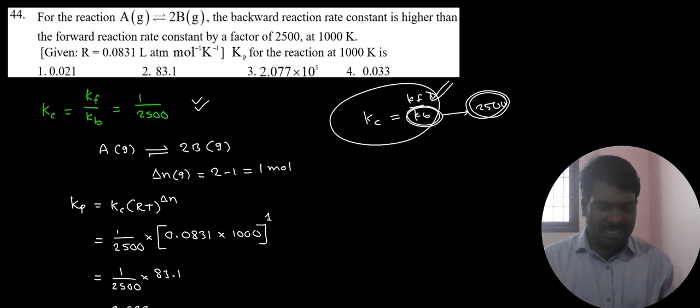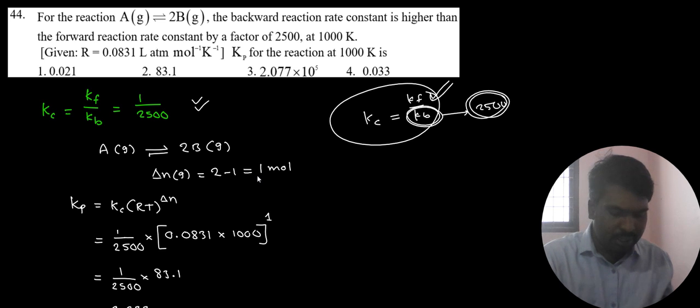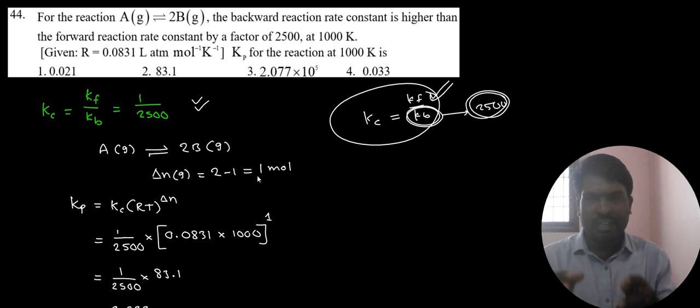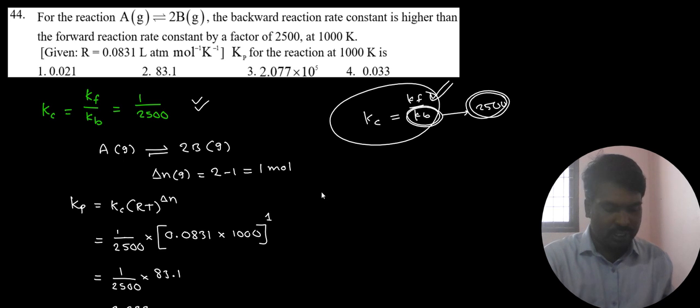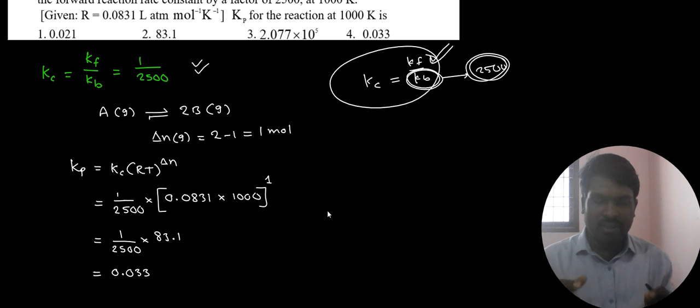So then A gas giving rise to B gas. So delta N gas, number of moles of gaseous products minus number of moles of gaseous reactants, 2 minus 1, that is equal to 1 mole. Then Kp equal to Kc RT power delta N. This is the required formula. In the place of Kc we can write 1 by 2500 into R value already provided, 0.0831 liter atmosphere mole inverse Kelvin inverse, and temperature 1000 Kelvin, and delta N gas power 1. If we simplify, then we will get 0.033.